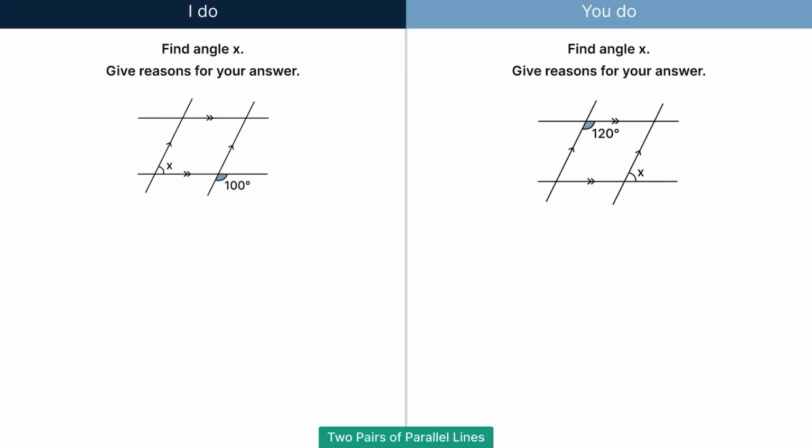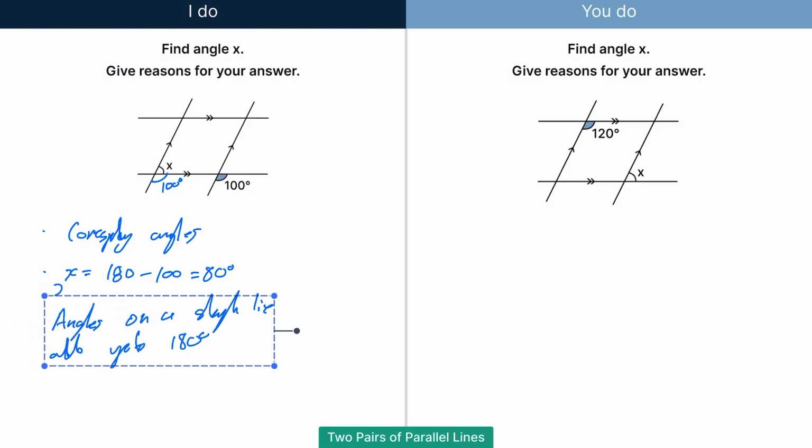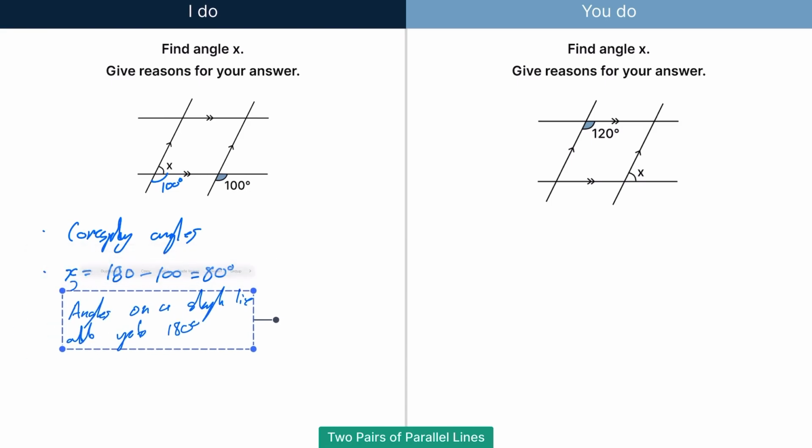Okay, so having a look at this question here, we want to find x. So how would I do this? I would say that angle there is going to be 100 due to corresponding angles, and then I'll use angles on a straight line to get x. So I would say I've used corresponding angles, and then x is equal to 180 take away 100, which is 80 degrees, and then finally angles on a straight line add up to 180.